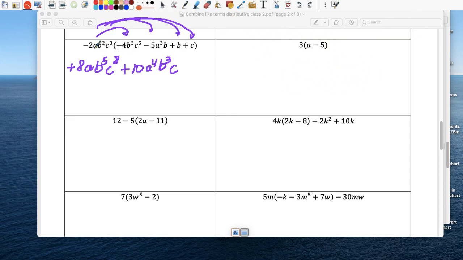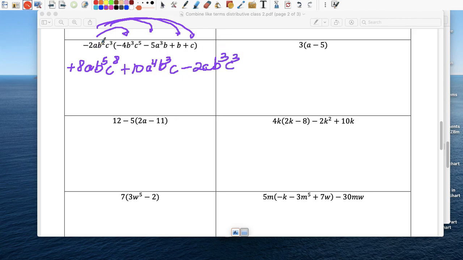Next one is negative times a positive is a negative. 2 times 1 is 2. A multiplied with no 1. B squared multiplies with this single B gives me B cubed. And the C cubed multiplies with no 1 and just stays there.